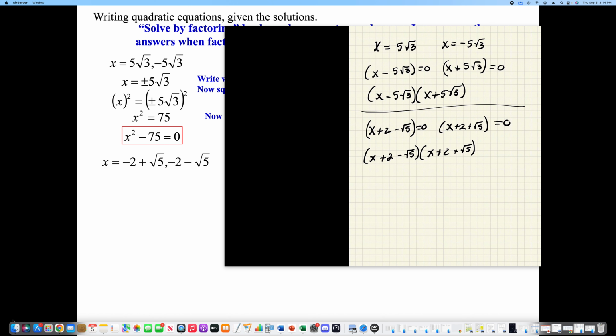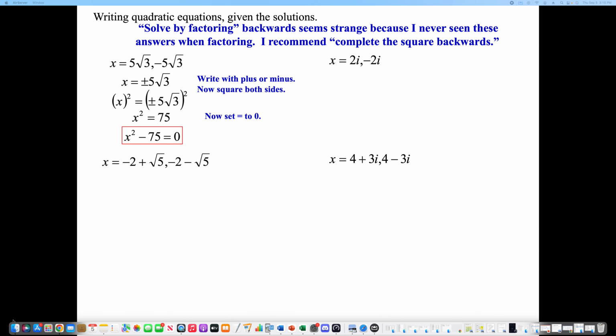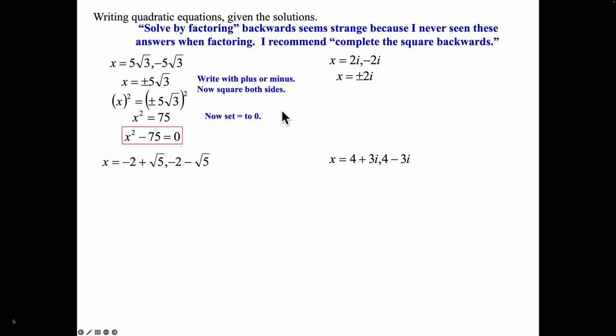Now, they might say, oh, well, look what you got here. Those two terms are the same. You have a conjugate pair, and you could write this out as x plus 2 squared minus the square root of 5 squared equals 0. And then you still got to FOIL this. You still got to square the second part. And I'm not a fan of doing this. What I am a fan of doing is working with what gave me those answers. So, let's do this one up here.